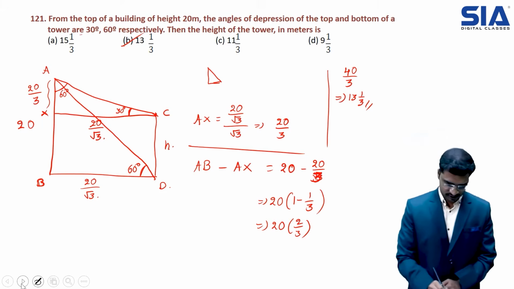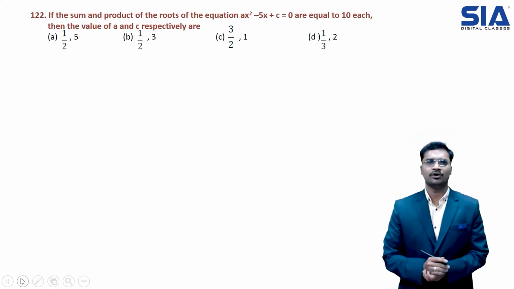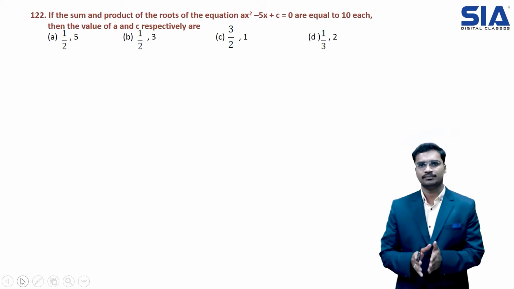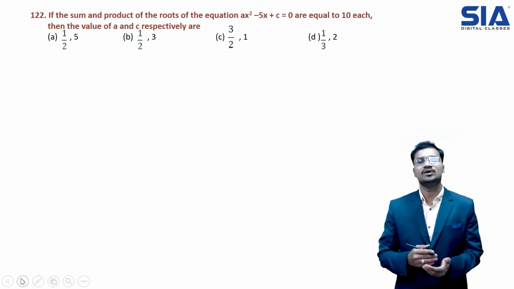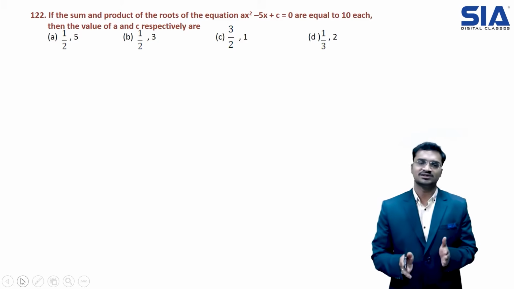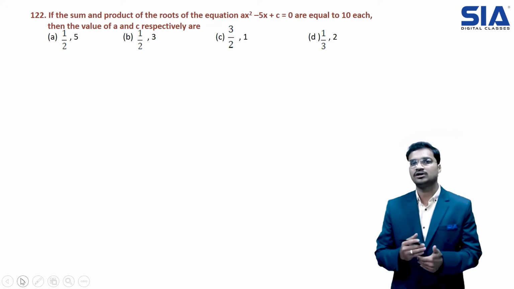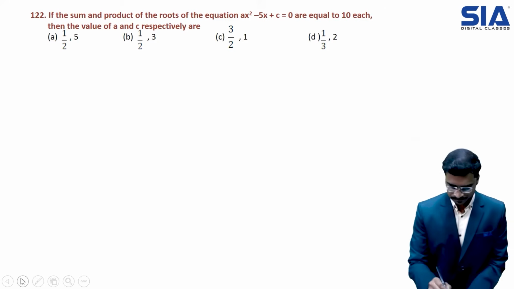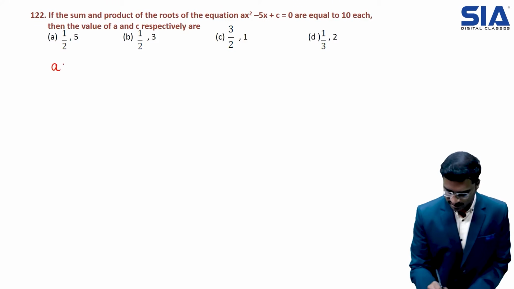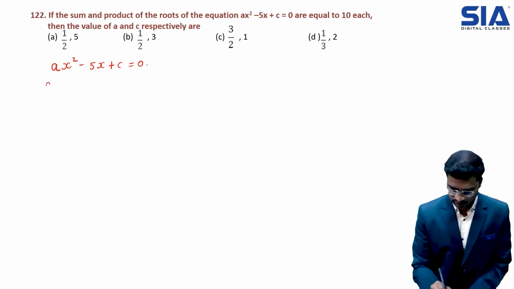Okay, now coming to the next question: if the sum and product of the roots of the equation ax square minus 5x plus c equals 0 are equal to 10 each. Here the sum is also 10 and the product of the roots is also 10. So the given equation is ax square minus 5x plus c equals 0. The value of a here is a, the value of b here is minus 5, and the value of c here is c.